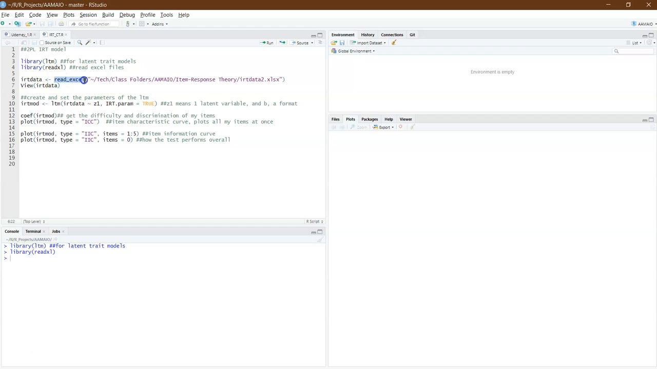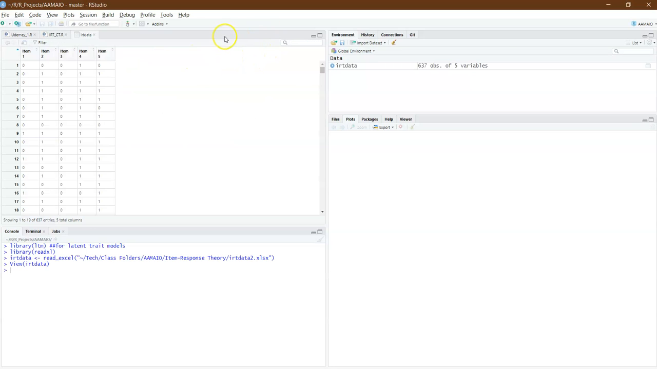I'll use the read Excel function, and this is a location on my computer, and I'm going to hold it in the IRT data object. I'm also going to view that same object here. So I'm just going to run all of this data. This loads my data from my computer.